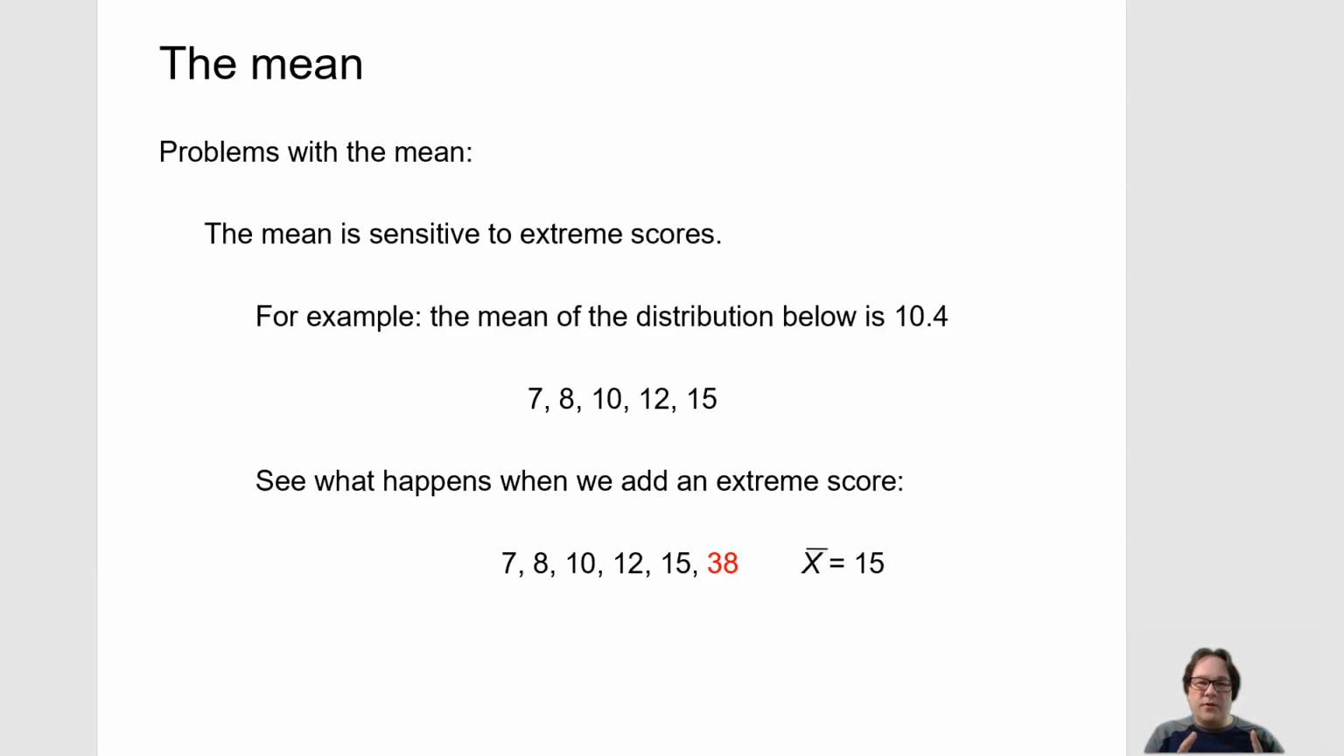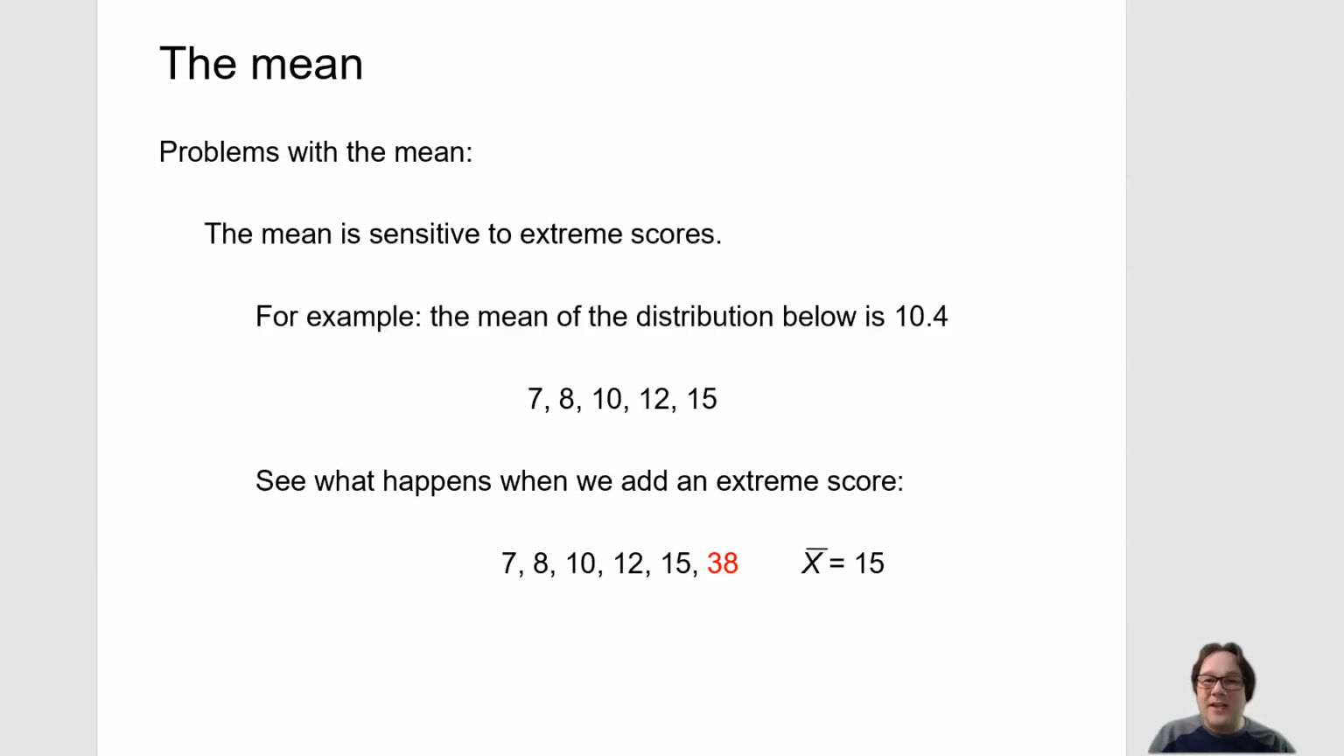All the rest of those scores don't seem to vary that much, right? They tend to be pretty close together. The range there from lowest to highest score is only 7 to 15. So those scores are sticking together pretty nicely. Then we throw in a value like 38. We're throwing in an extreme score. That's way out there. It's much more distance between any other value in this distribution and this new score that we added.